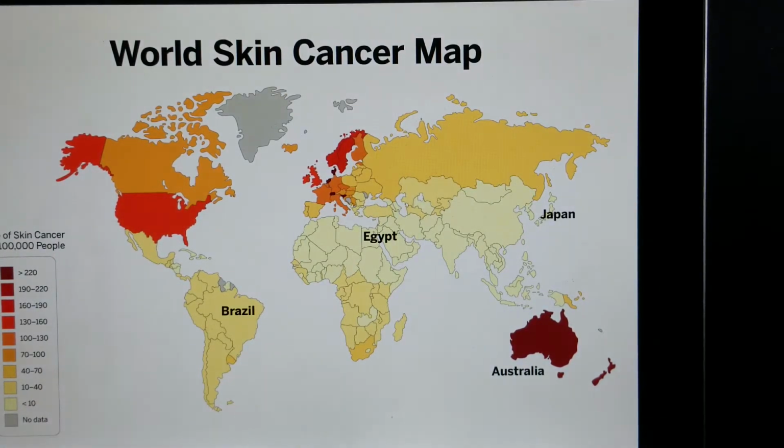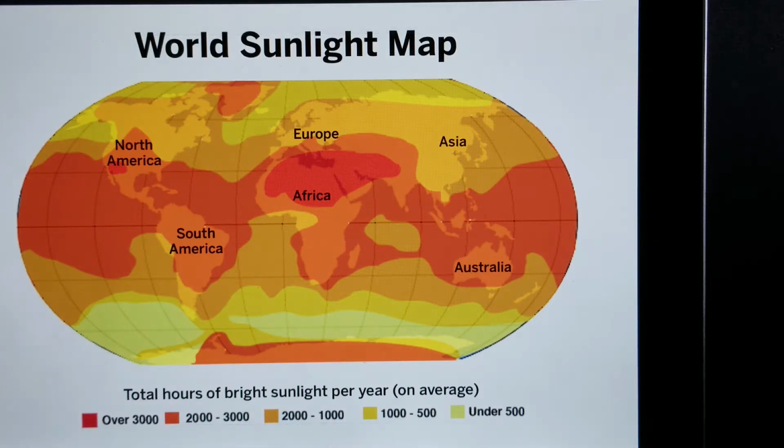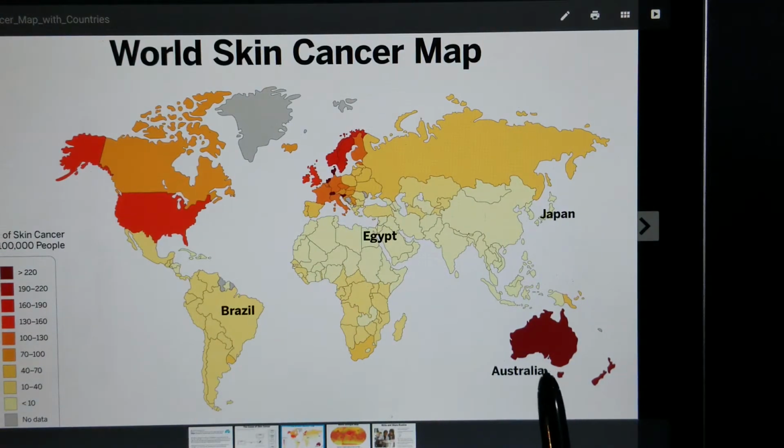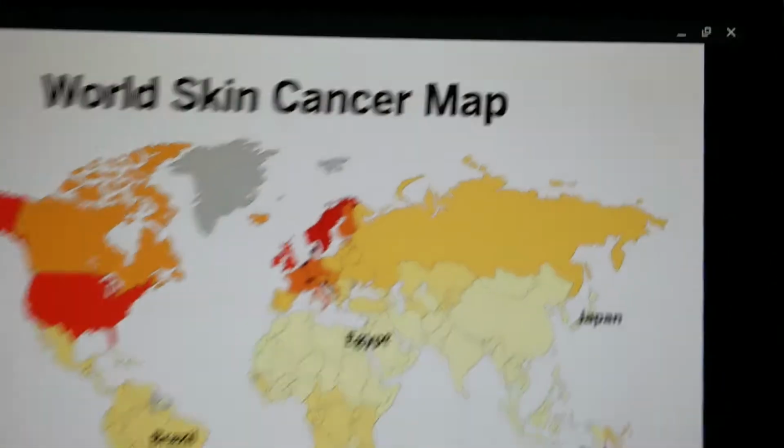You probably noticed that the places with the highest skin cancer rates, such as Australia, did not necessarily have the most sun exposure. As I look at this map, I notice that both South America and Australia appear to get the same amount of sun exposure. But when I look at the skin cancer map, it's clear that Australia has a considerably higher rate of skin cancer than Brazil does. And so that leads us to the question that we're investigating today.